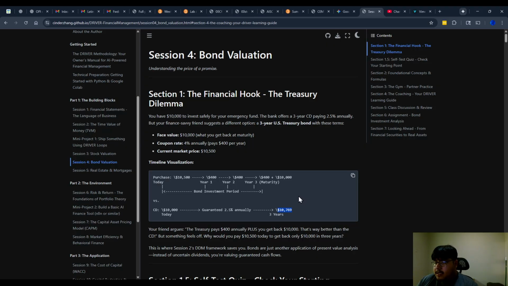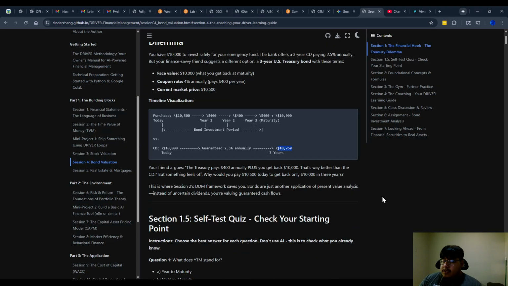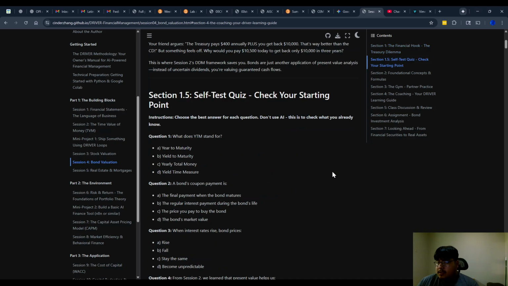And then it goes on to say, a friend argues the Treasury pays $400 annually, plus you get back $10,000. That's way better than the CD. But something feels off. Why would you pay $10,500 today to get back only $10,000 in 3 years? Which is where Session Two's DVM framework saves us. Bonds are just another application of present value analysis. Instead of uncertain dividends, you're valuing guaranteed cash flows.